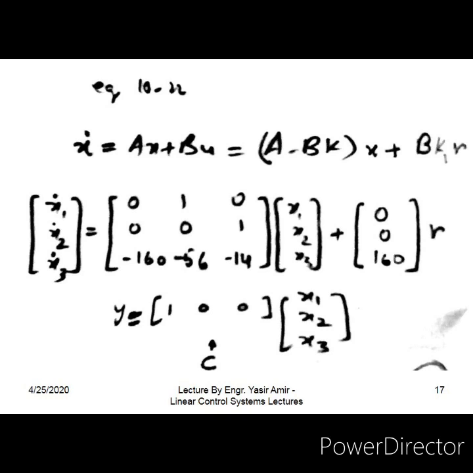Here we have the state variable model. In the state variable model of the given system, we substitute the value of u, the control law, and the values of K1, K2, K3 that we have designed in the previous steps. And here we have the complete state variable model of the type 1 servo system, state variable feedback control of type 1 servo system.